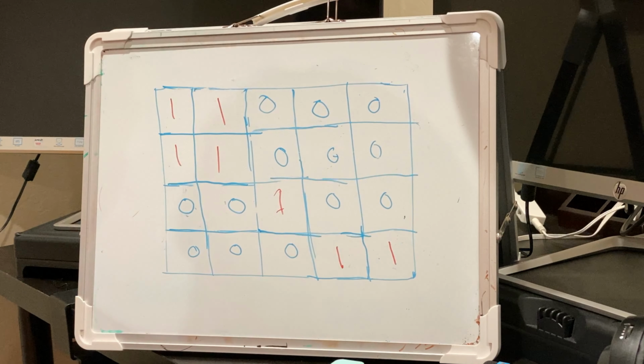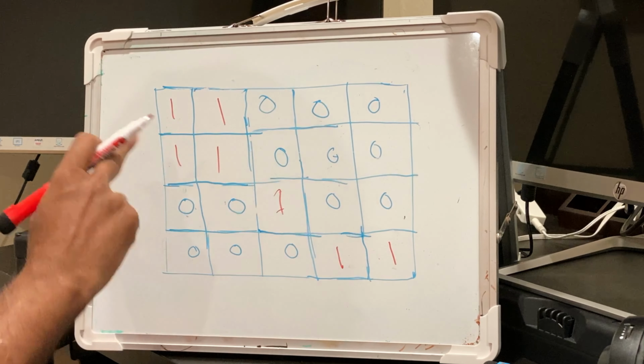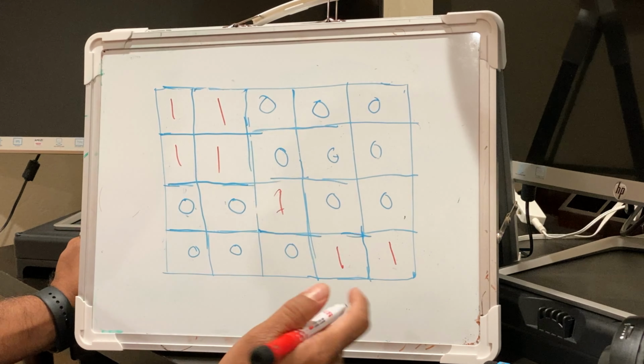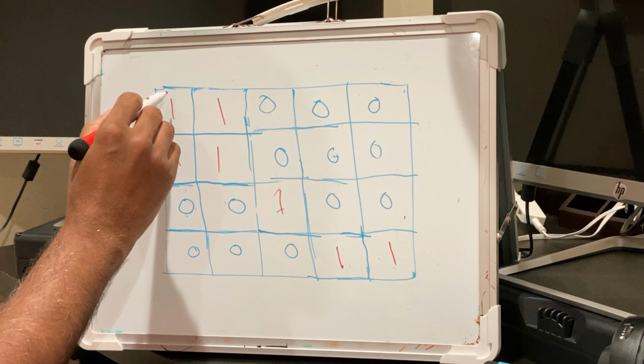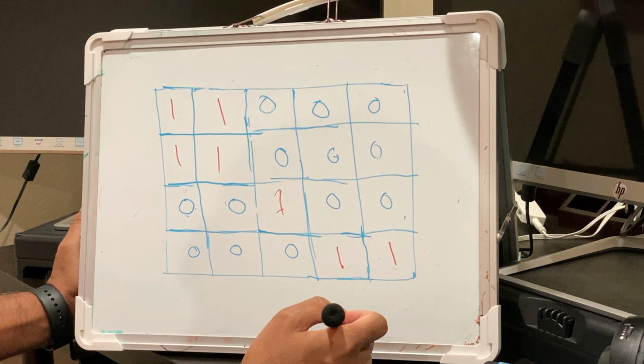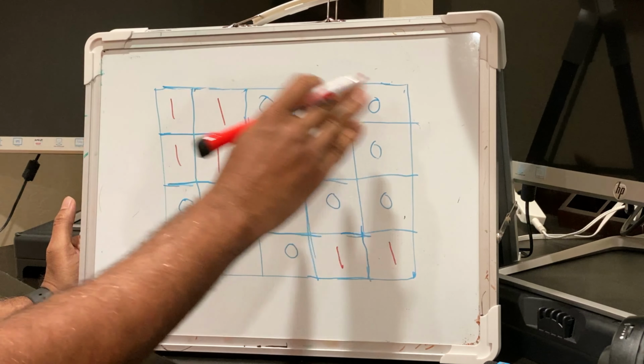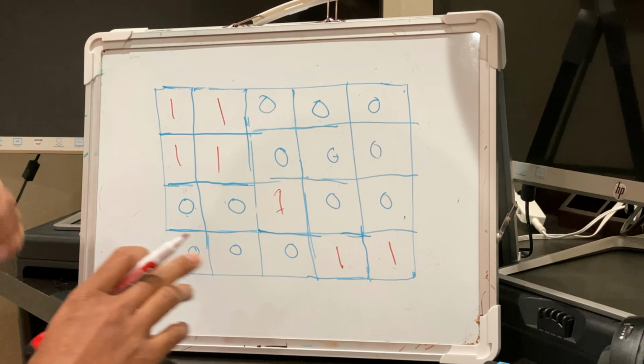So in this problem of finding the number of islands, we'll have a matrix, or list of lists, or array of arrays, where we denote land by 1 and water by 0. And we need to find out how many islands there are in this matrix. What is an island here?